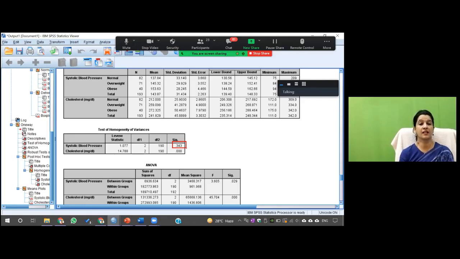Don't go by significant and insignificant. It only depends on the null hypothesis, whatever you are saying. A significant value doesn't mean that the equality of variance is met. No, it's the other way around, because remember, this significance depends on the null and alternate hypothesis.